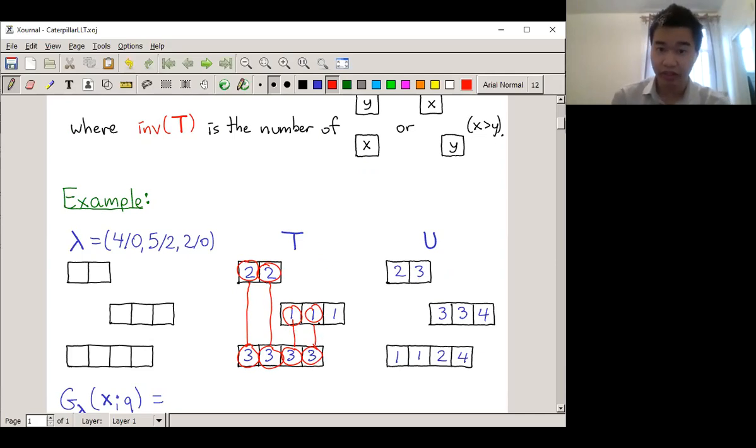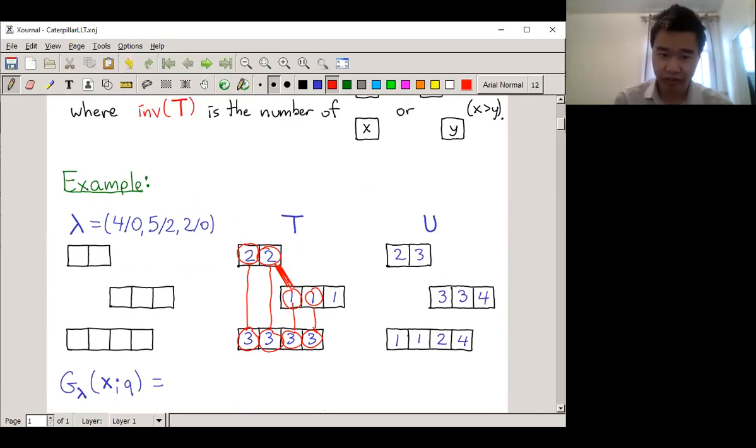Or it's a pair of cells where the bigger one is above and one space to the left. So this 2 and this 1 make an inversion. So this tableau T has 5 inversions, and it contributes the term with q to the 5, and then a monomial of x's that just keeps track of the entries that are used. So there are 3 1s, I have x1 cubed, there are 2 2s, and there are 4 3s. So the tableau T contributes this monomial, and this is just one of many, many monomials in the LLT polynomial.